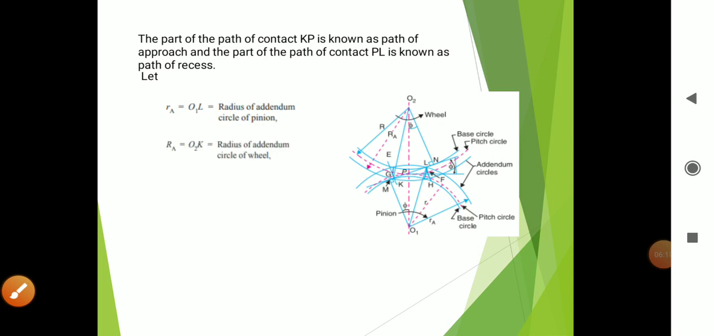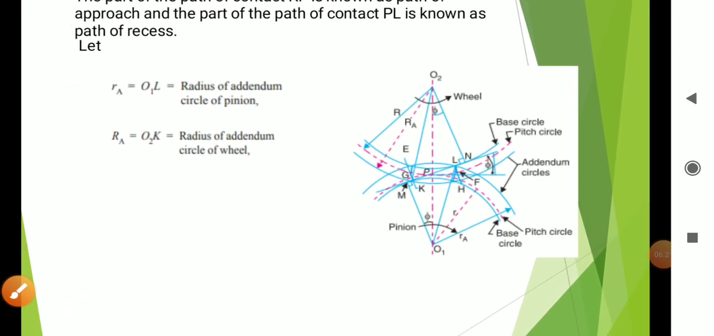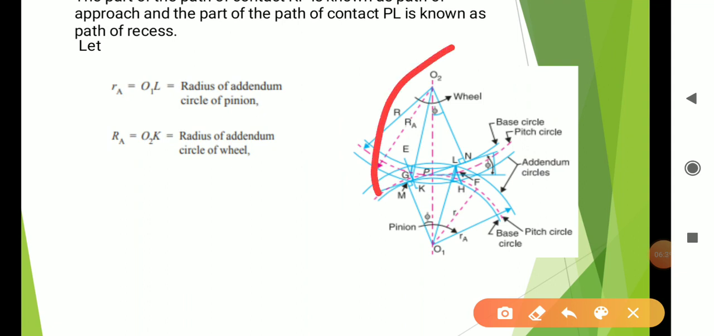Next, see here, capital R_a is equal to what? O2K. This is the radius of the addendum circle of the wheel. So this is O2K, and O2K is nothing but capital R_a, the radius of the addendum circle of the wheel.